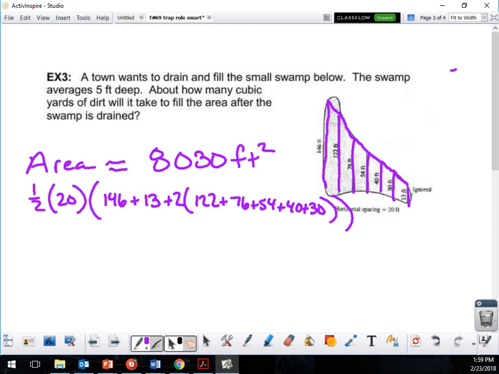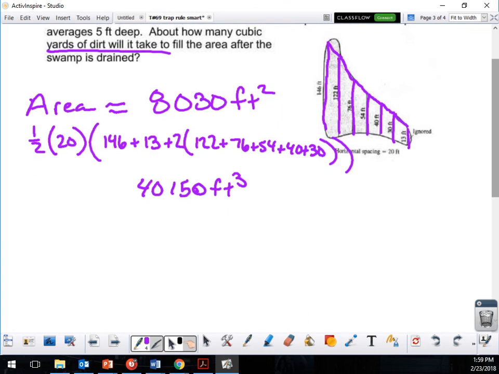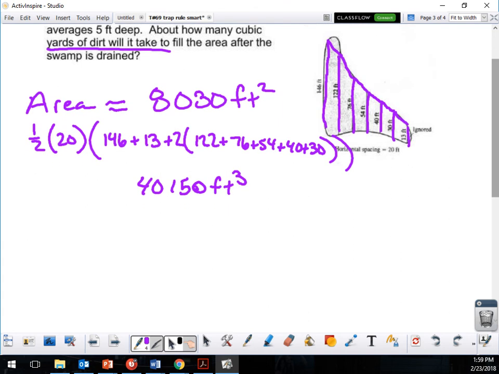Yeah, I did. It was a parenthesis problem. So now for cubic yards of dirt: these are in feet squared, so multiply by 5. You get 40,150 cubic feet. This is a bird's eye view of the swamp, and the swamp is 5 feet deep. Now, what units are they asking for? How many cubic yards of dirt?